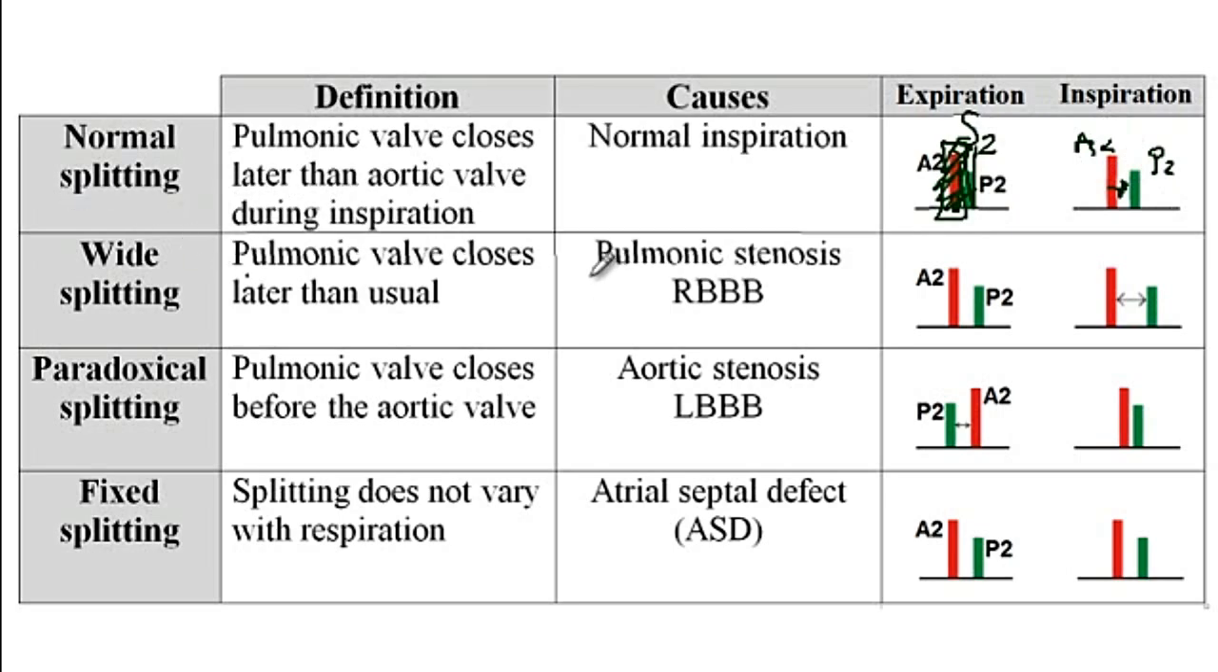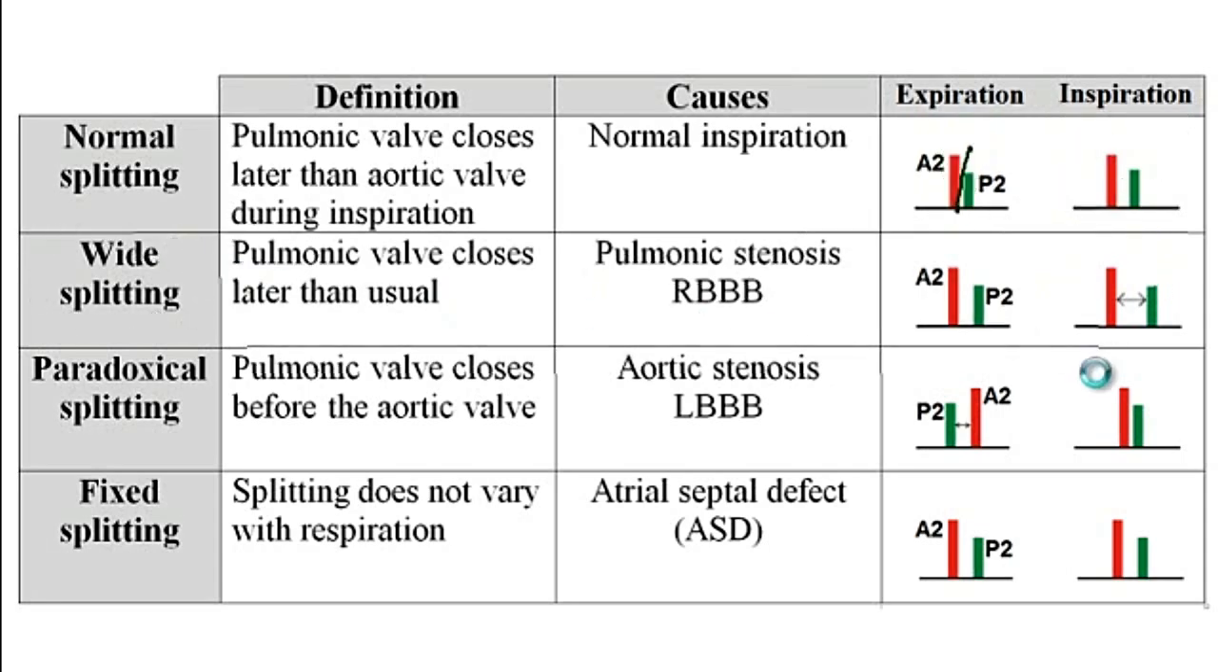Now, what happens if there is pulmonary stenosis? At that point, it takes longer for the pulmonary valve to close because there is too much pressure behind the valve, and therefore the distance between the A2 and P2 increases, particularly during inspiration. So compared to the normal heart valve, you can see that there is a wide distance between the A2 and P2, and this is referred to as wide splitting. Wide splitting is seen with pulmonary stenosis as well as right bundle branch block.